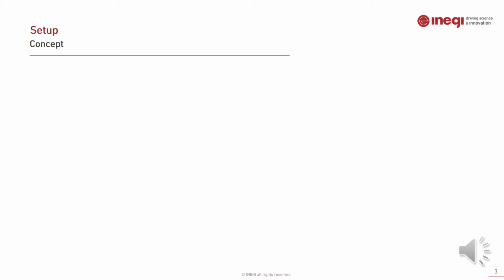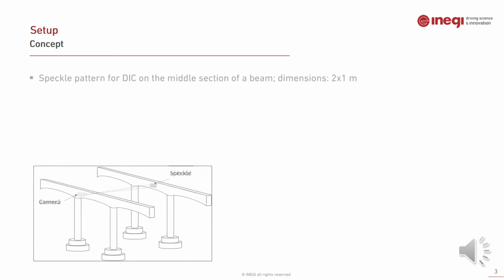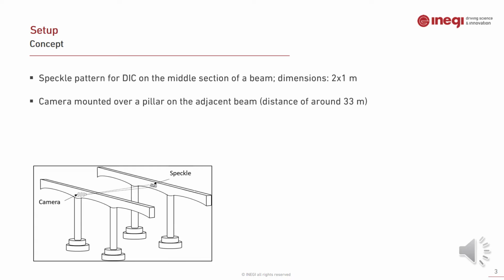And our monitoring system consists of a speckle pattern, as is usually used in DIC, on the middle section of a beam with 2 meters by 1. And a camera mounted over a pillar on the adjacent beam, and this is because the displacement exactly over the pillar will be negligible compared to the displacement on the middle of the beam.